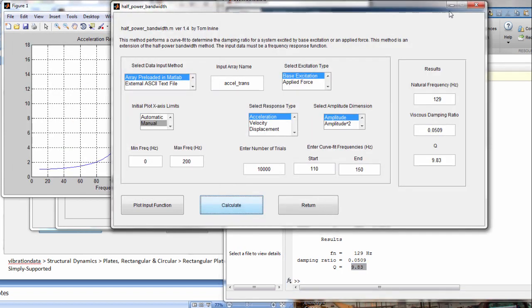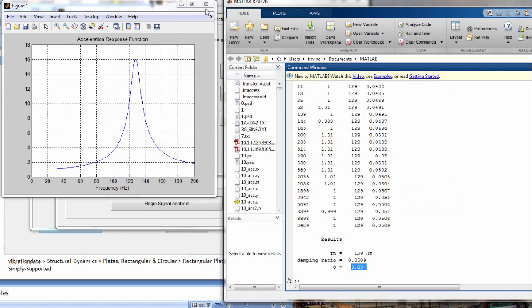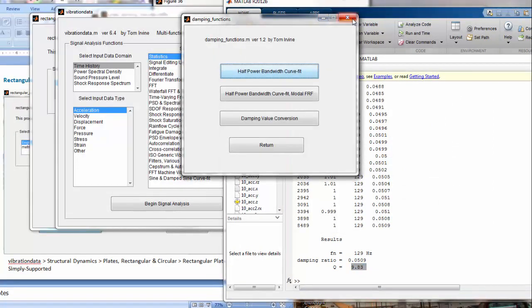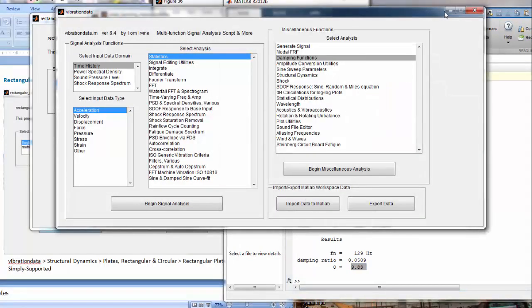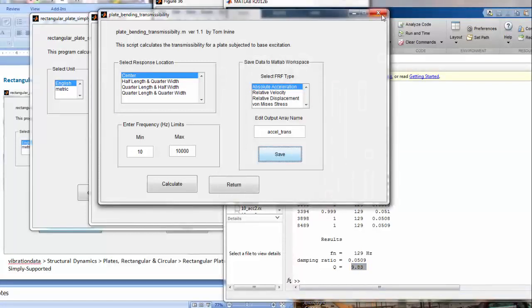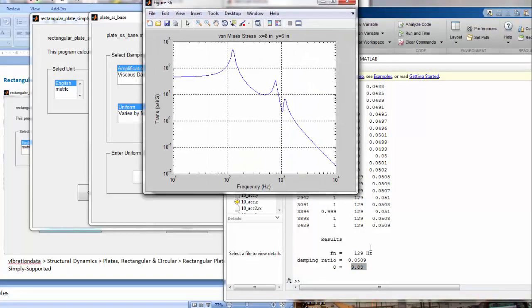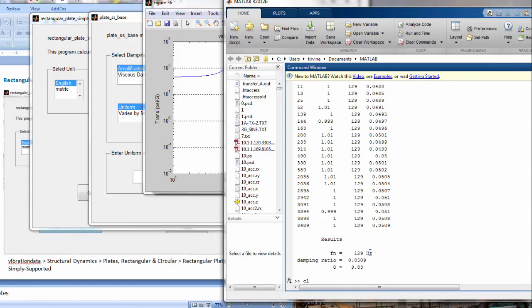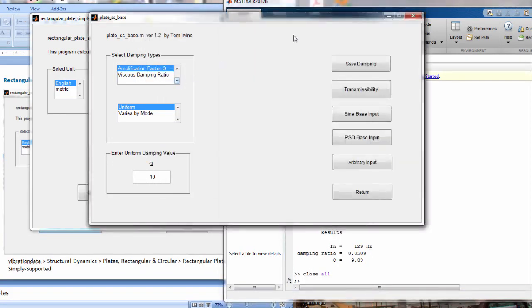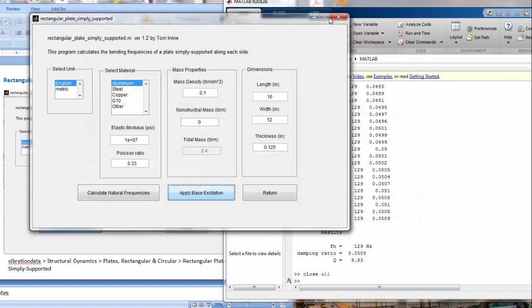Okay, I think I've probably covered everything I wanted on the simply supported plate. Let's go back and take a look at the PowerPoint slides. I'm going to do a close all here just to close out all those plots. So I think we're done with the simply supported plate.